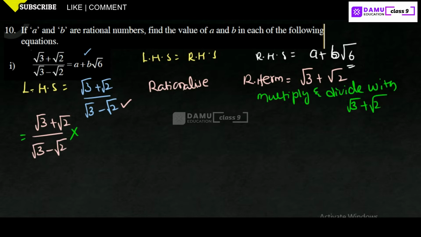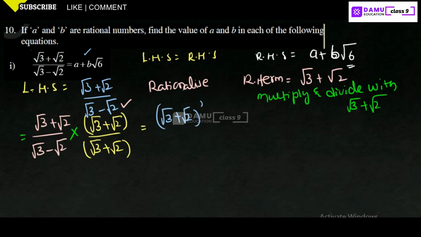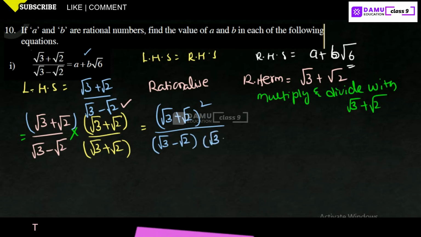So we multiply and divide this with (square root of 3 plus square root of 2) divided by (square root of 3 plus square root of 2). So that is our rationalizing term. Now here (square root of 3 plus square root of 2) whole square we will get. That is (a plus b) into (a plus b), that is (a plus b) whole square. Then (square root of 3 minus square root of 2) into (square root of 3 plus square root of 2).